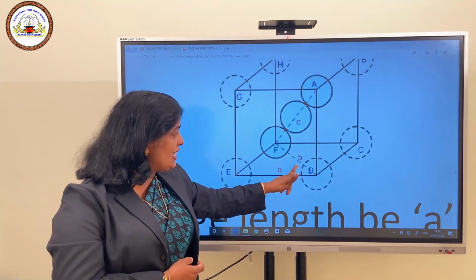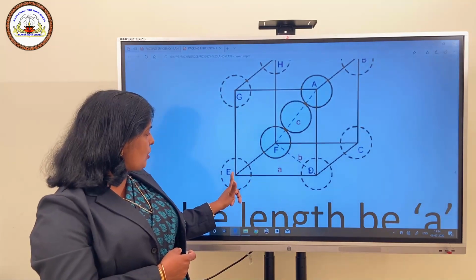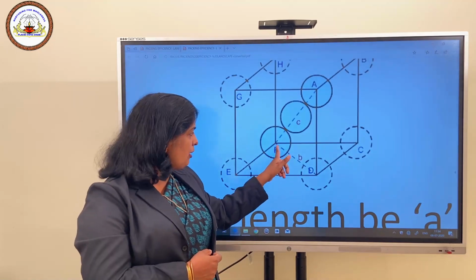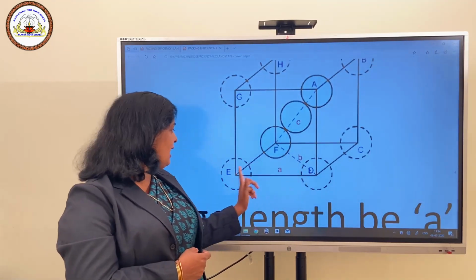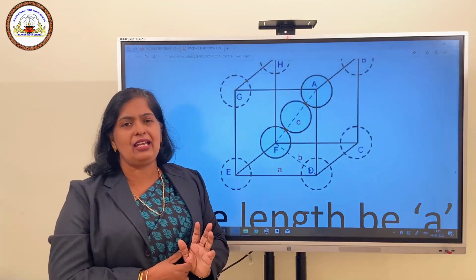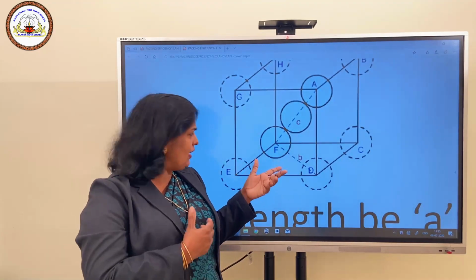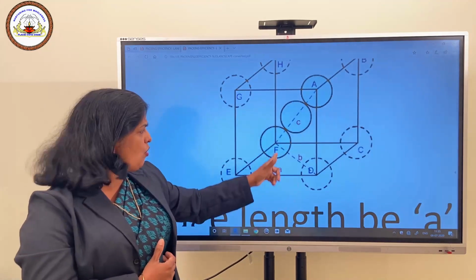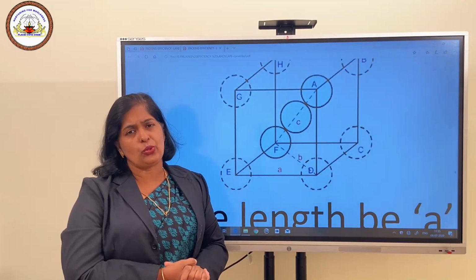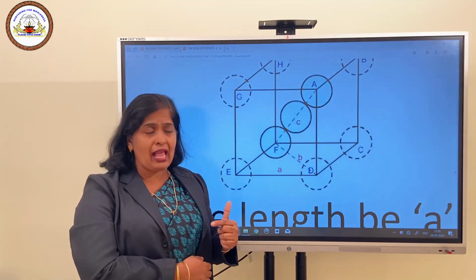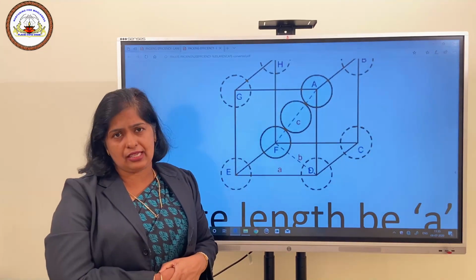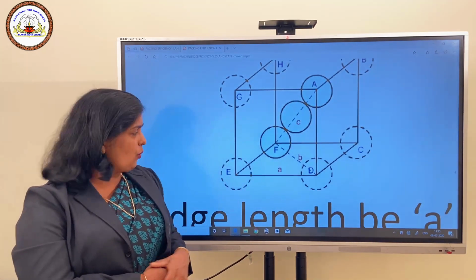In order to find b, we will consider the triangle EFD. For b, which is the hypotenuse, ED is one side and EF is the other side. So we can say the value of b right now: b square is equal to a square plus a square, or b square is equal to 2a square. That b value we have to apply here to find the length of c.